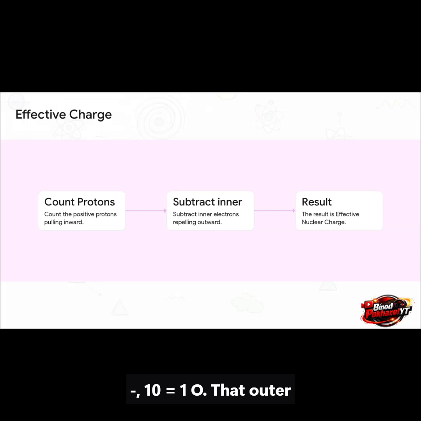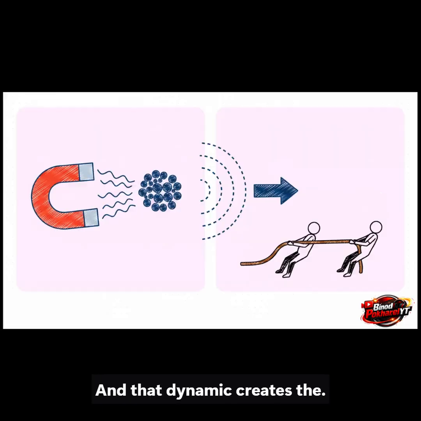11 minus 10 equals 1. So that outer electron of sodium only feels an effective magnetic pull of 1. It is barely hanging on. And that dynamic creates the ultimate atomic tug-of-war.